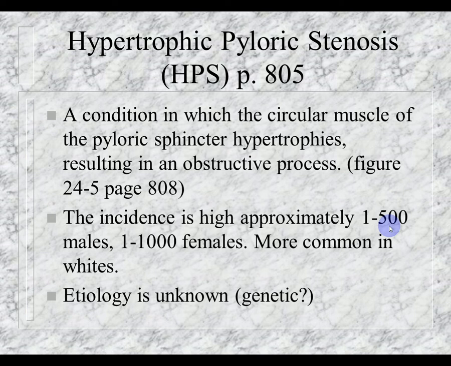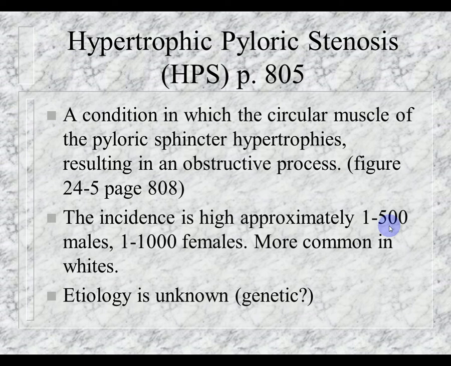If you look on page 808, there is a good visual in figure 24-5. You can see in figure A the string effect, where you have a narrowing down because of the hypertrophy of the muscle. Often you're able to feel an olive-shaped mass, and that hypertrophied muscle almost looks like an olive-shaped mass. And then you can see in B where they went down and actually slit that muscle so that it opens that back up and releases that obstruction.